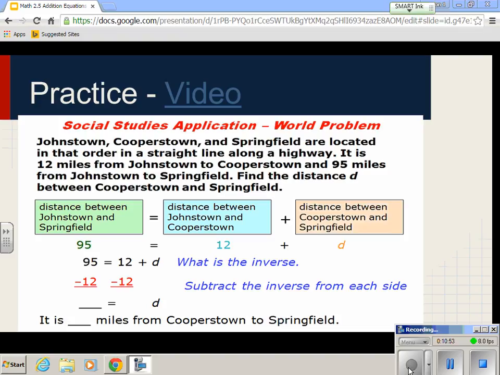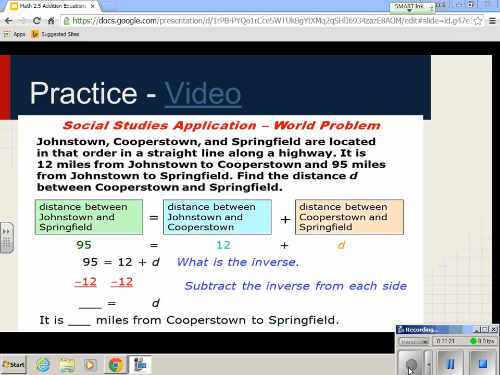As you're driving, it's 12 miles from Johnstown to Cooperstown. Nice short drive, with beautiful countryside and colors changing on the trees. Then if you were to do the whole travel from Johnstown to Springfield, it's 95 miles. That's even longer. Between Cooperstown and Springfield, there's not much to see. It's just plain woods you're driving through. You've got to watch for deer.